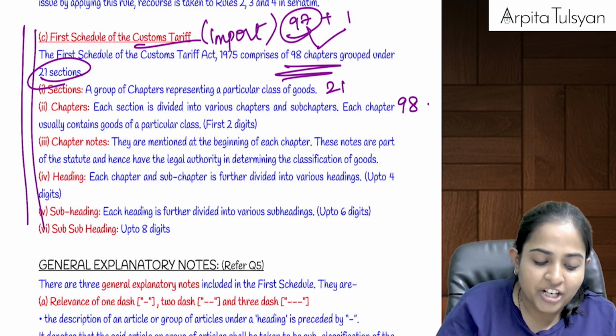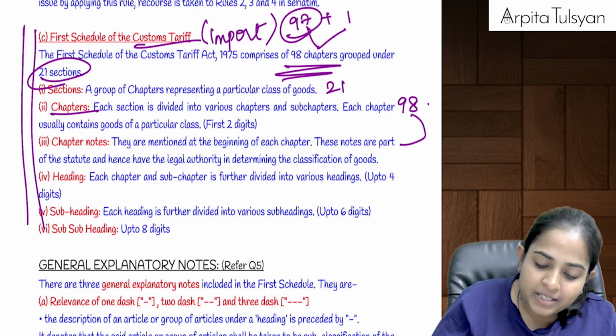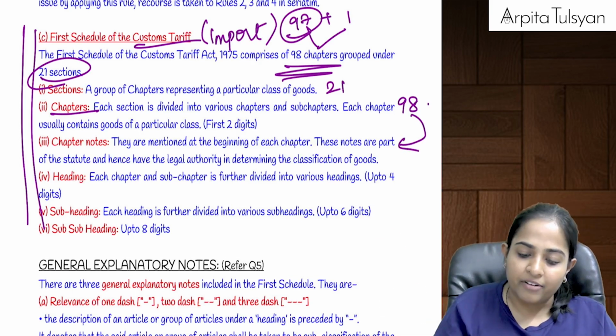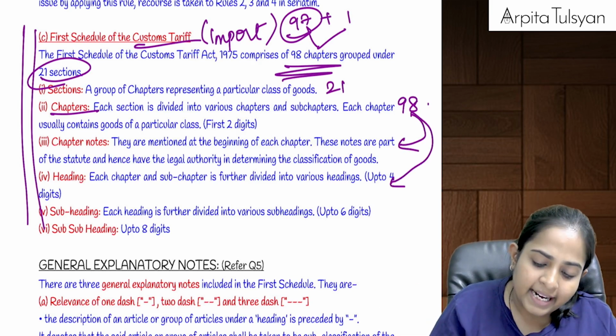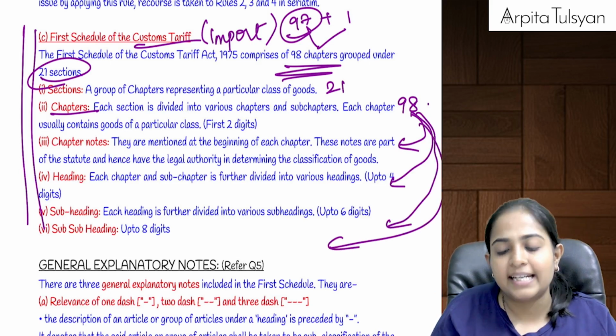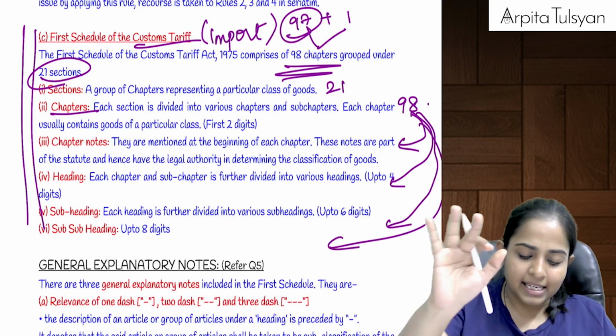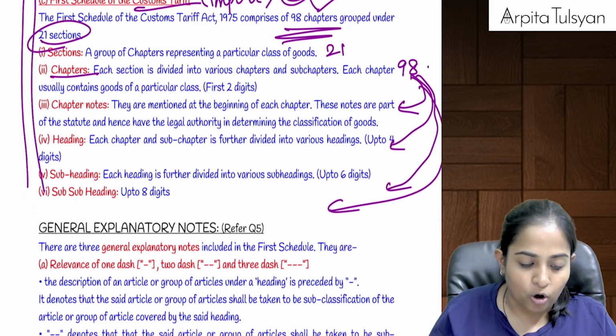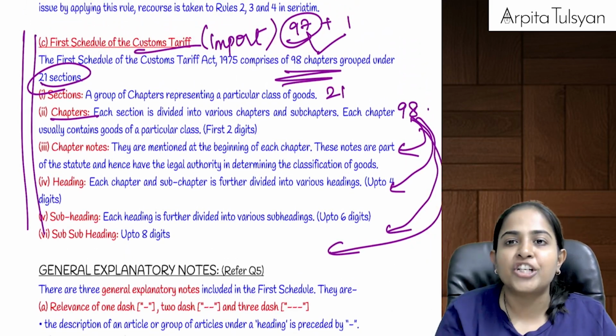Okay, 98 chapters. These chapters have some chapter notes, and some description will be given for that. Then it has a heading, a subheading, and then a sub-subheading. I'll give you an example of that, don't worry at all. So this is how the first schedule looks.